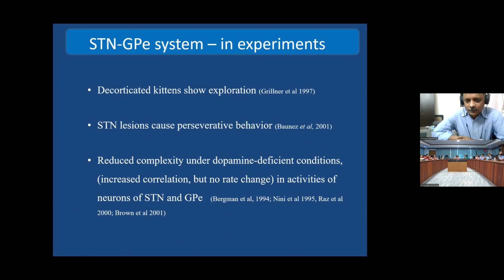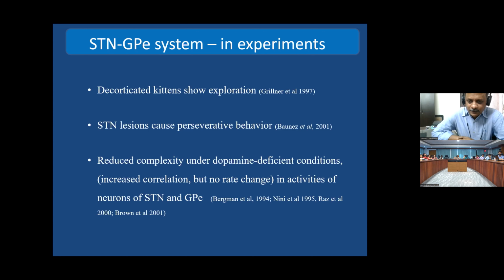It is known from studies of Grillner and others that decorticated cats show exploration. There's a special preparation called decortication, where you cut off the cortex from the output. So whatever output the animal is producing is not coming from the cortex. Even such a cat is able to explore and hunt for food, which means exploration is not just cortical.